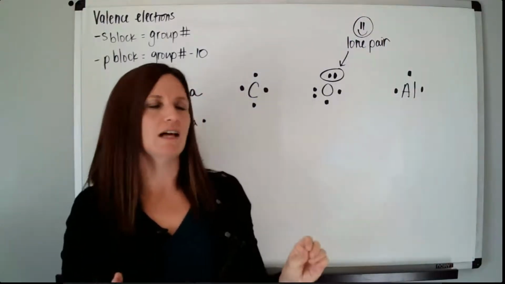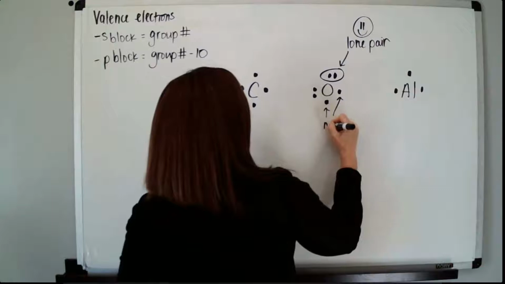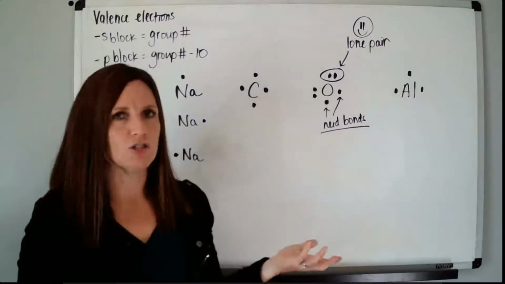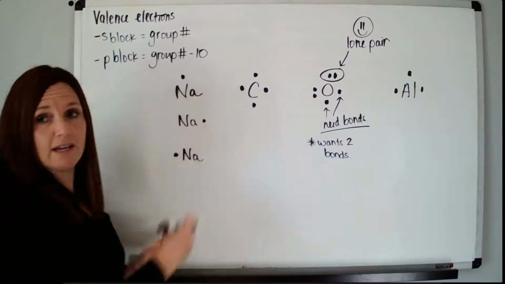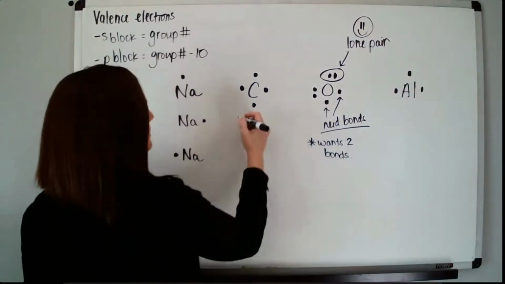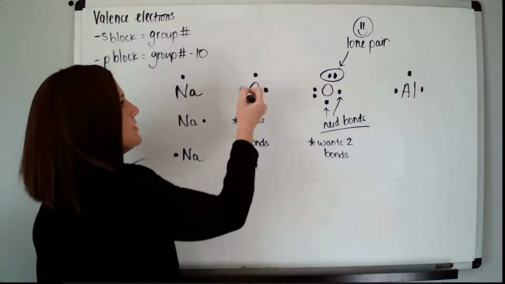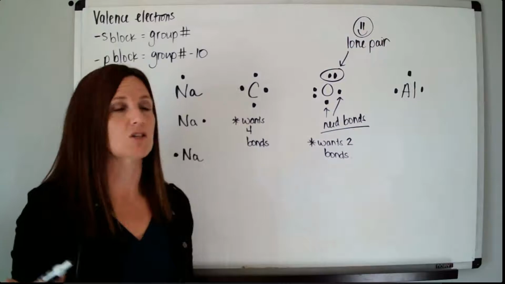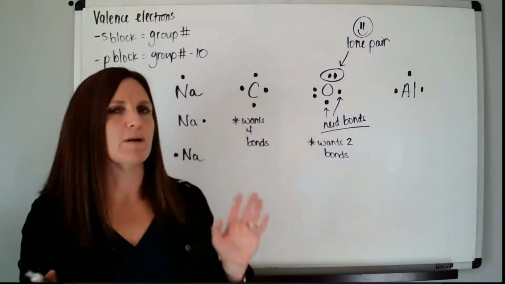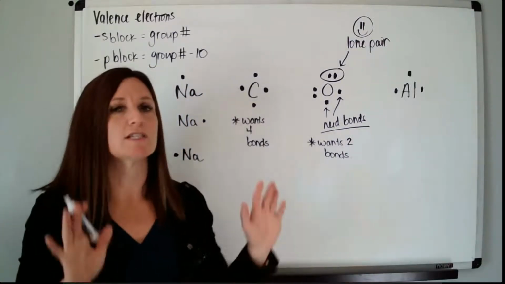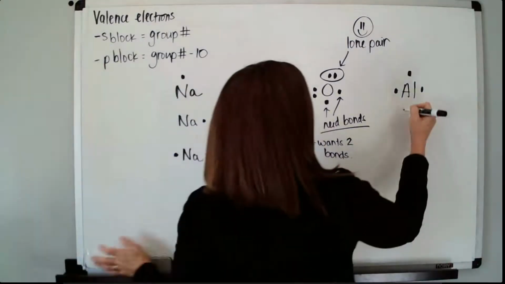But the single electrons, these ones, need bonds. So what we know about oxygen, just from looking at this, is oxygen wants 2 bonds. Just from looking at carbon, we can see that carbon wants 4 bonds because it has 1, 2, 3, 4 unpaired electrons. And aluminum, we'll come back to aluminum because really it's going to try to lose those electrons, but you might propose that aluminum would want 3 bonds.